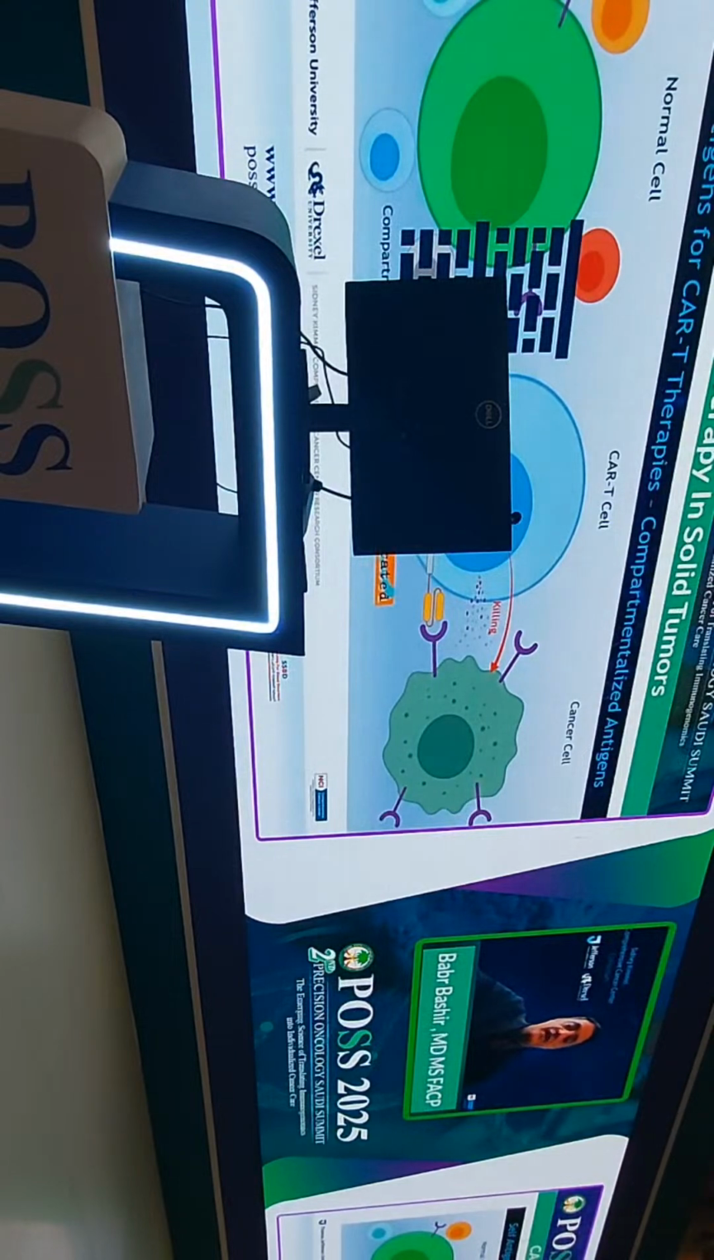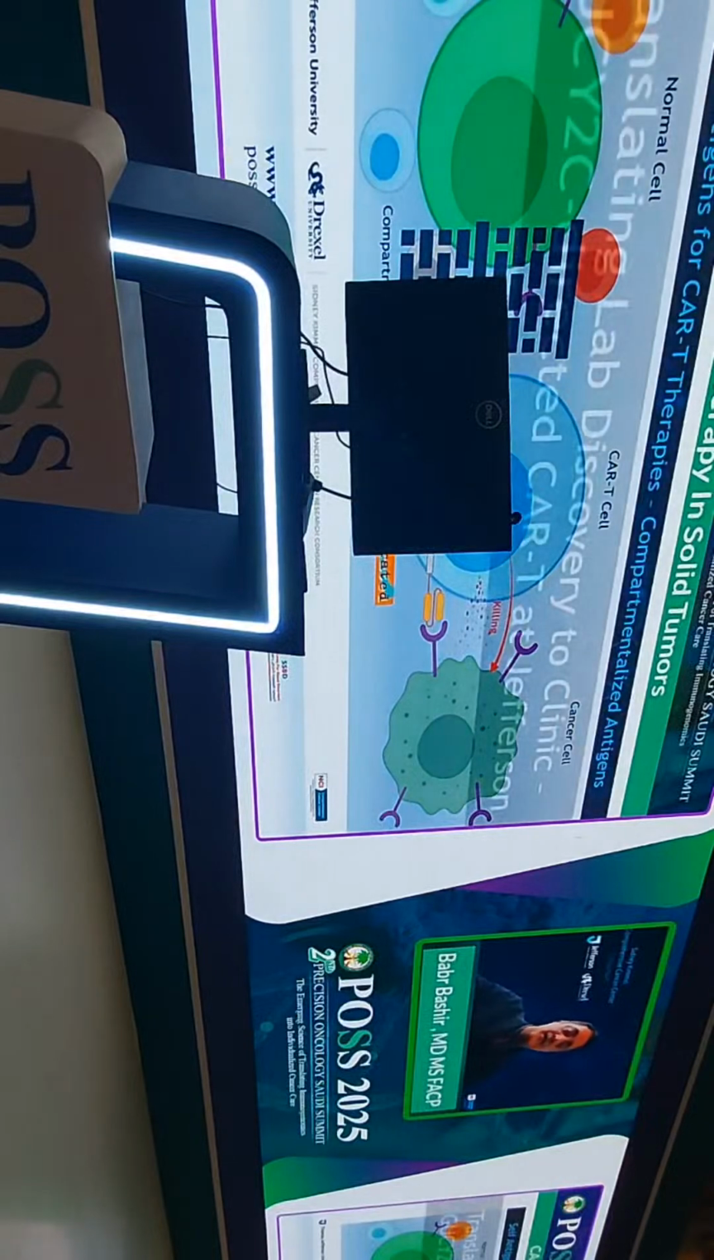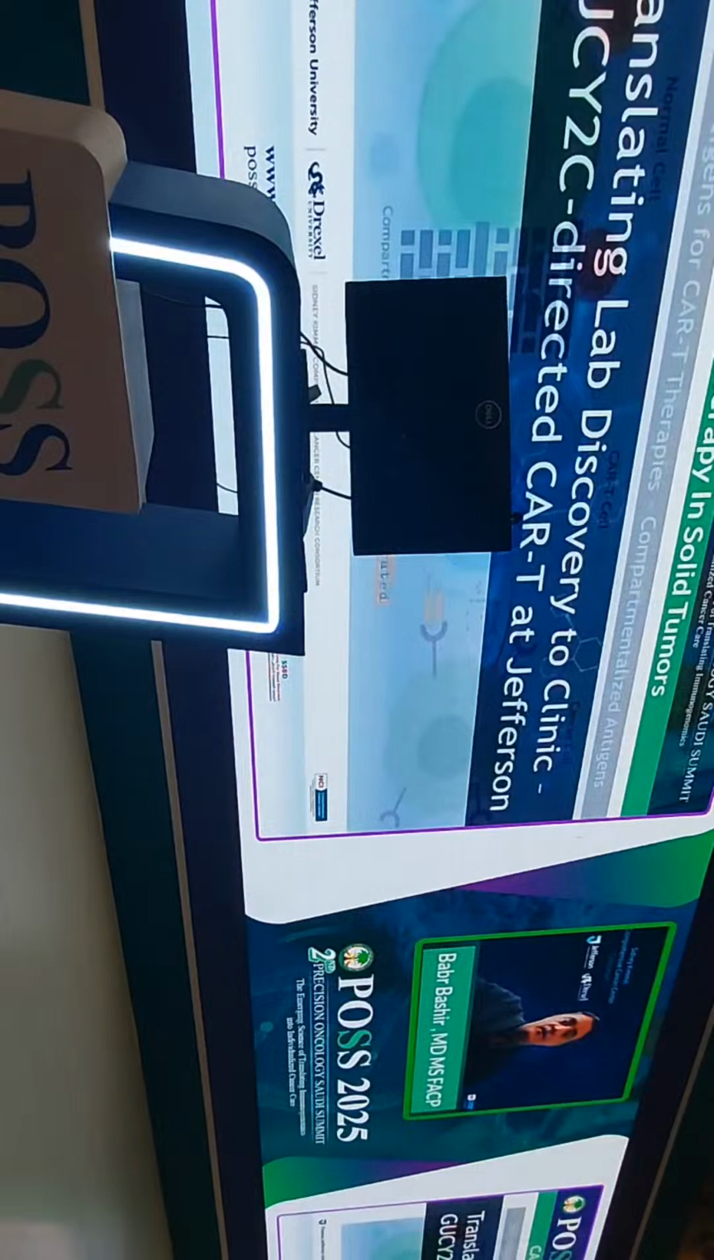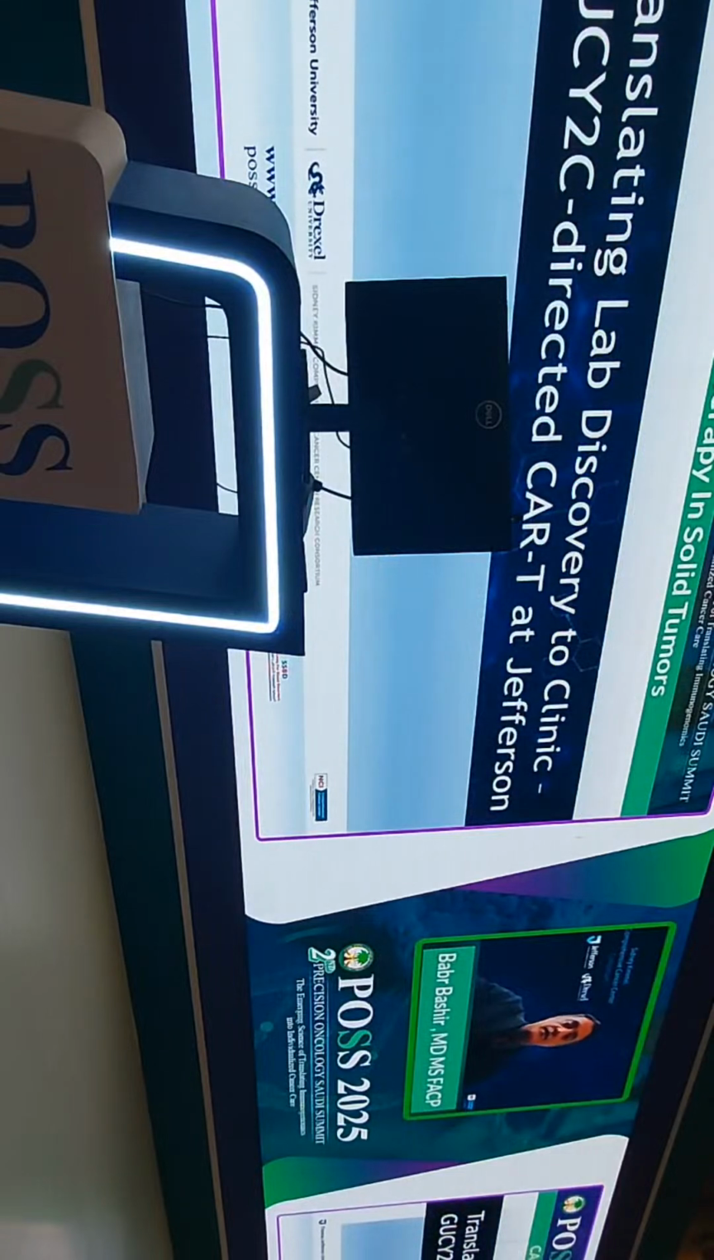So the idea here is if we can keep CAR T cells separated from the antigen on the normal cell, then we have probably achieved a very good therapeutic index and maybe limited toxicities in the CAR T cell therapies. So in this example, I'm going to discuss some of the lab discoveries at our institution that we have been working on, called institution-directed CAR T therapy.